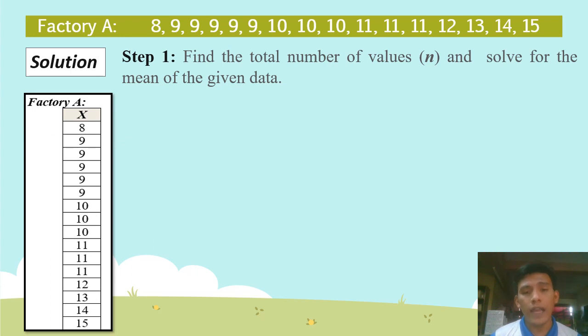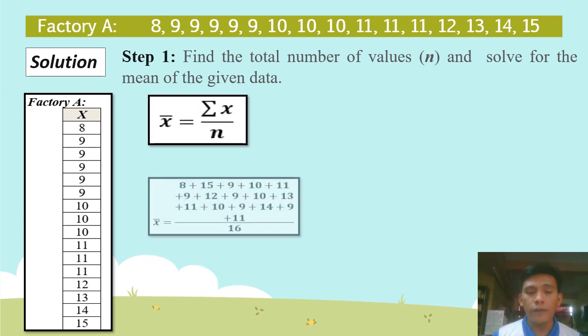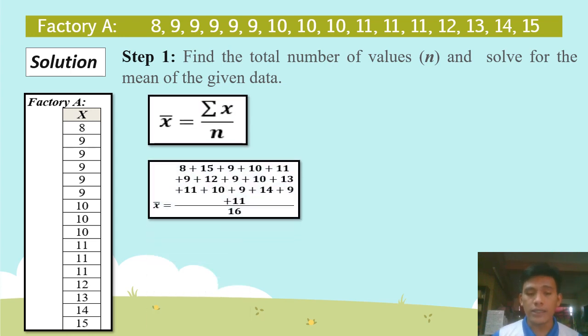This will be factory A, the given for factory A. We need to find the mean of this data. To get the mean of ungrouped data, as in our past discussion, we add all the values of x. So 8 plus 9 plus 9 plus 9 plus 9 plus 9 plus 9 plus 10 plus 10 plus 10 plus 11 plus 11 plus 11 plus 12 plus 13 plus 14 plus 15. You can also add directly from the given. You don't need to arrange the data if you want to get the mean.